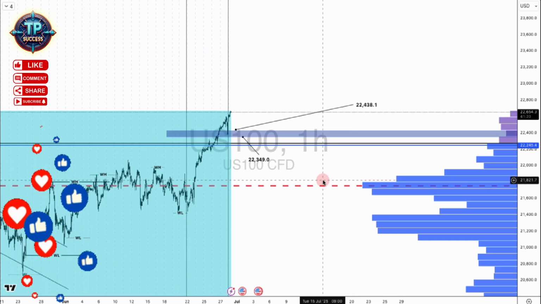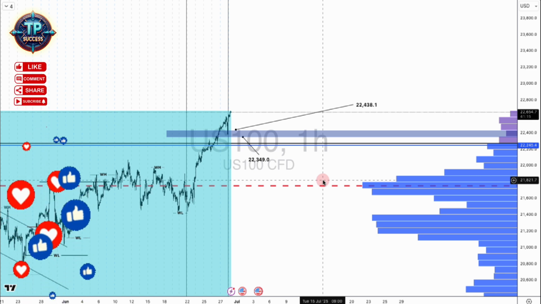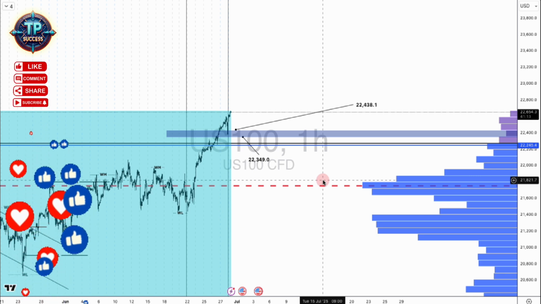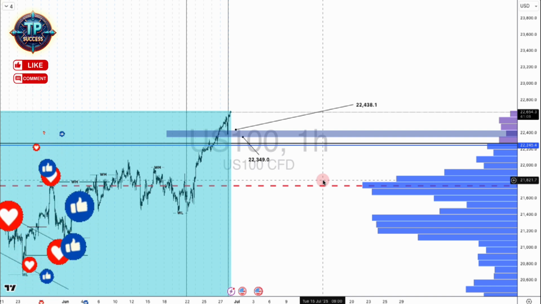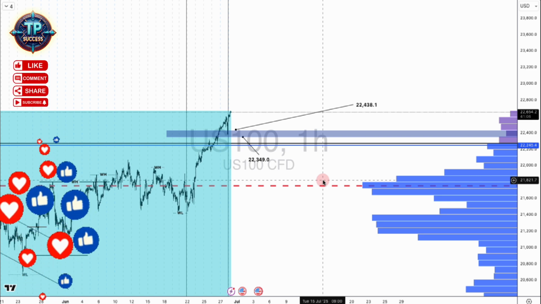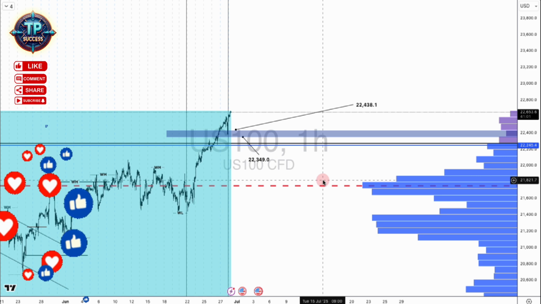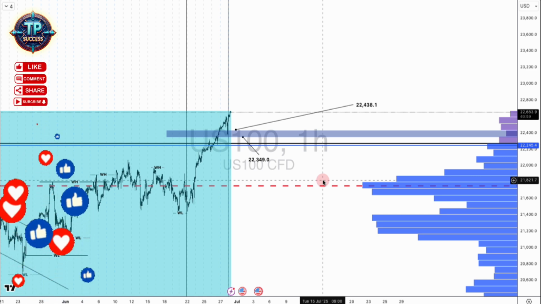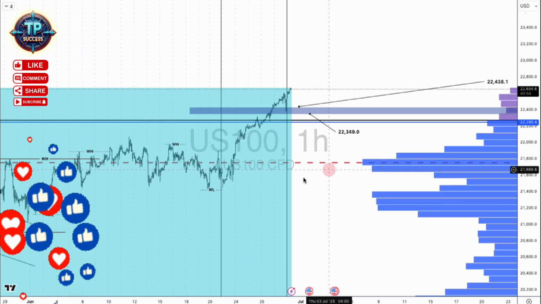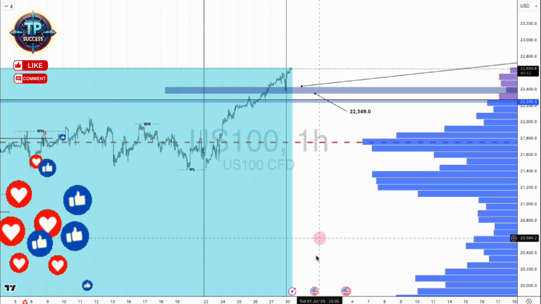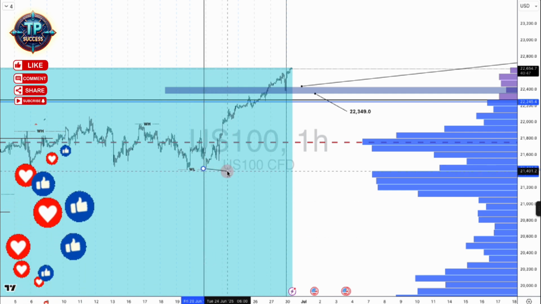So that would be a close below 22,349.0. We might want to start considering sales, and a close above 22,438.1. That could be the perfect place to join the market if you haven't done so already. All right. Now, with that said, we're now going to mark out the levels of interest to us, which would be the weekly lows and the weekly highs.